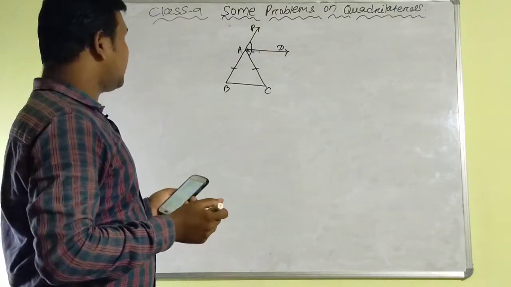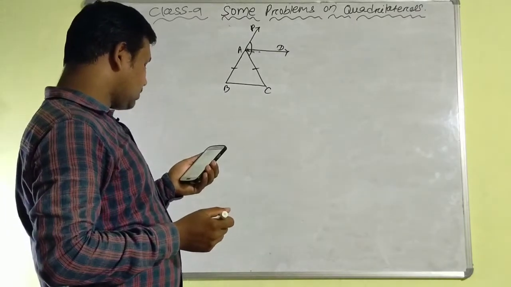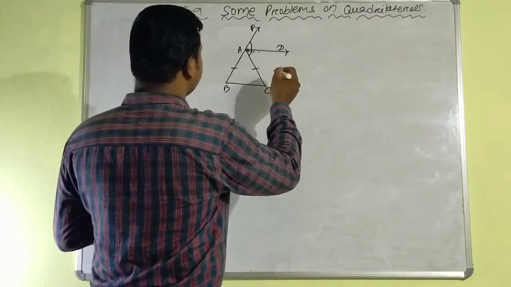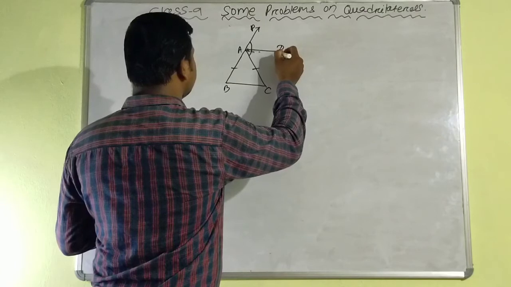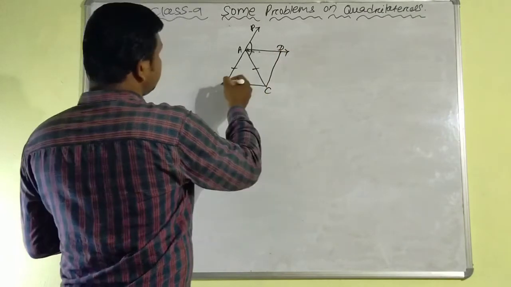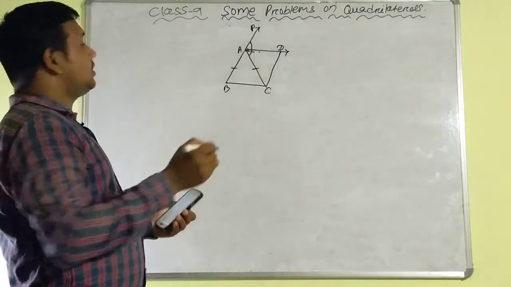Okay. Now it's said CD parallel to AB. Let this be point D. Then join C to D. It's given CD parallel to AB. Now come to the given part.